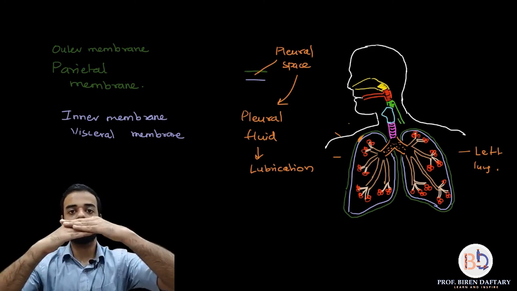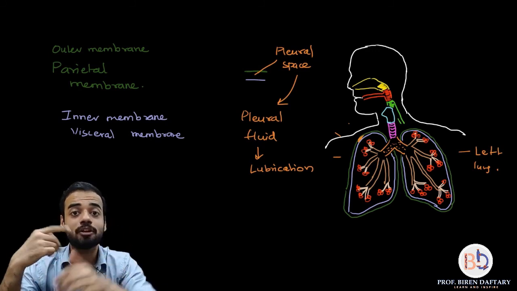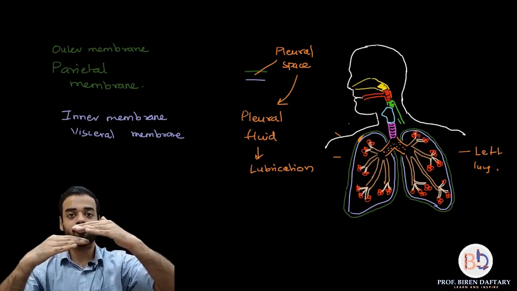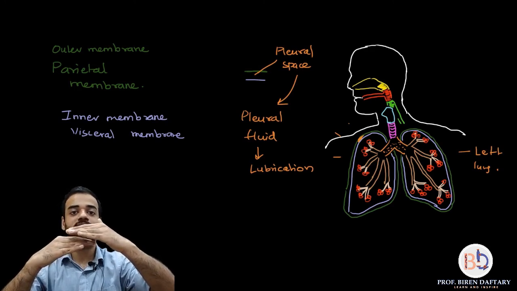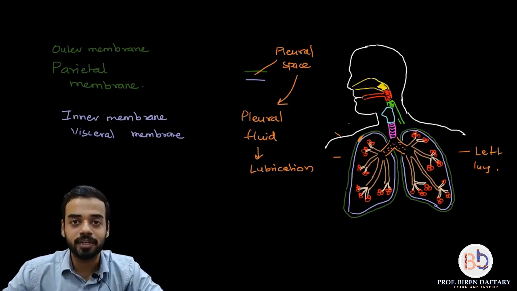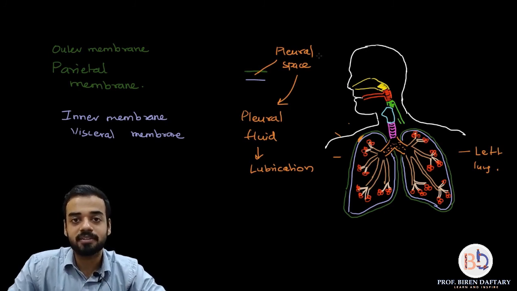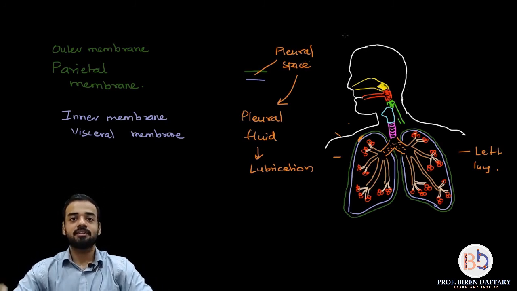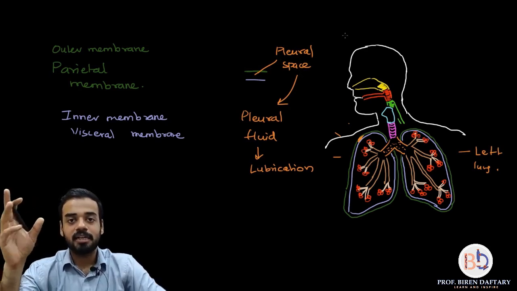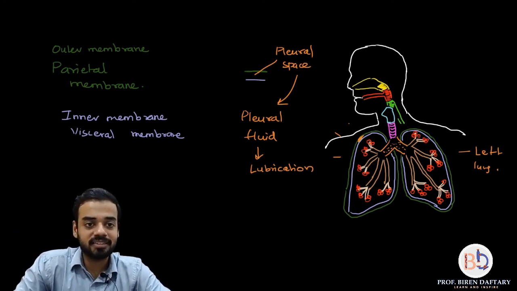That is why both membranes are separated by a pleural space and pleural fluid, so that the pleural fluid acts like an oil and prevents the friction. Even though the two membranes are moving, they are not causing friction or damage. That is the function of the pleural fluid. Is this clear? The pleural space is the space between the two membranes of the lungs.